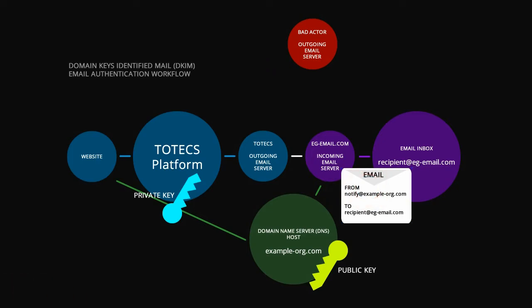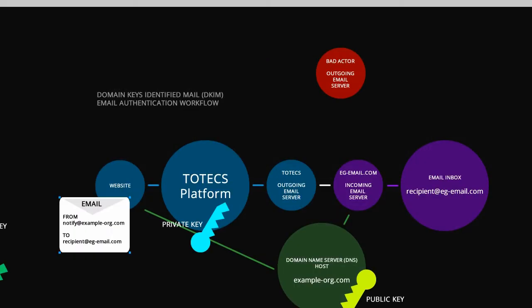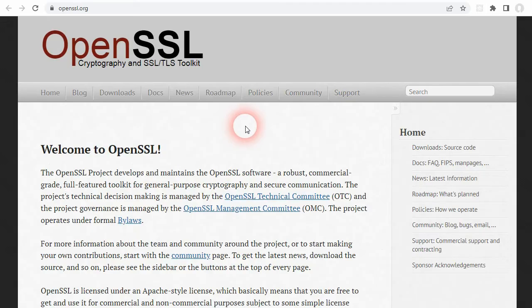So now that you have an overall idea of how the DKIM authentication works, let's see how we can set that up in the TOTECS platform now. So the first step we have to do is generate the public and private cryptographic keys for the DKIM authentication. Now the easiest way to do that is to use a piece of software called OpenSSL, which is both a library and can be used as a console application within any operating system.